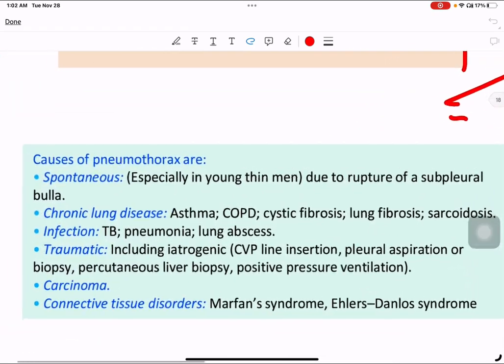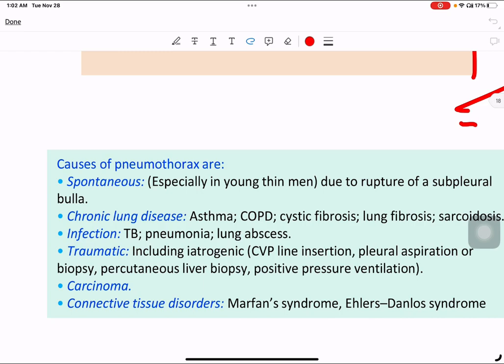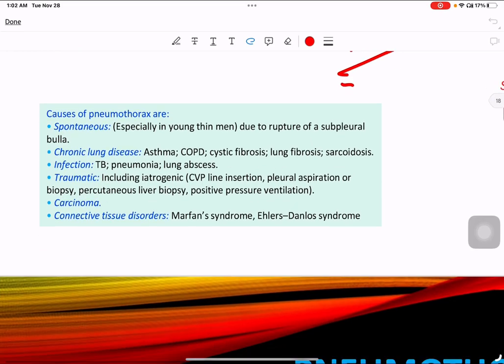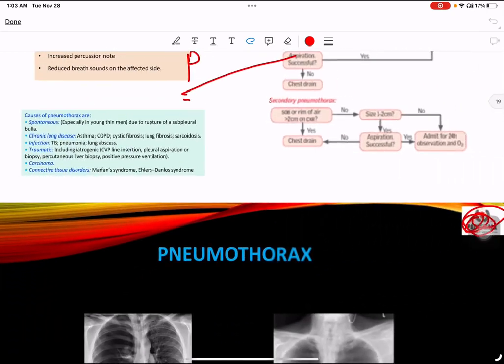So what are the causes of pneumothorax? It may be spontaneous. It may be due to chronic lung disease like asthma, COPD, cystic fibrosis, lung fibrosis, sarcoidosis. It may be due to infection: pulmonary tuberculosis, pneumonia, lung abscess. It may be due to traumatic causes like iatrogenic causes, subclavian line insertion, pleural aspiration, percutaneous liver biopsy, positive pressure ventilation. Carcinoma or connective tissue disease like Marfan syndrome or Ehlers-Danlos syndrome may also lead to pneumothorax.